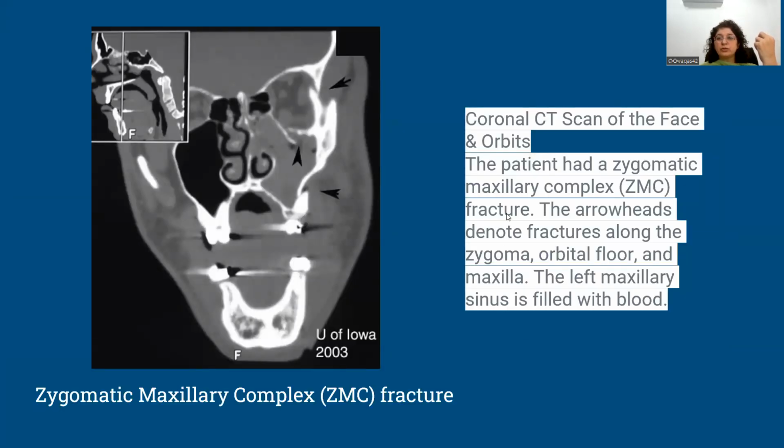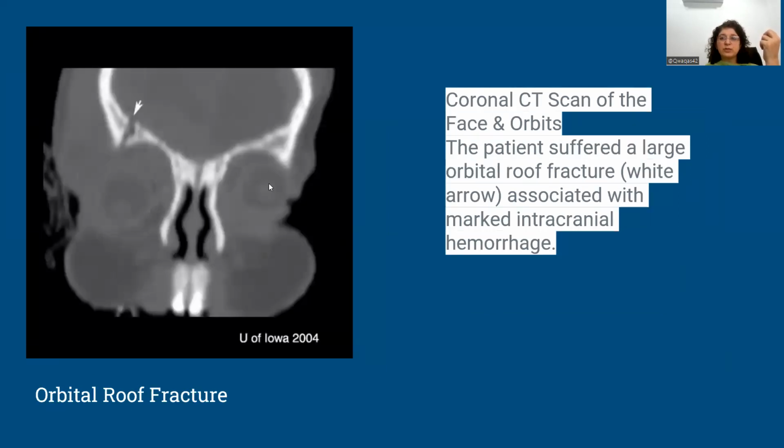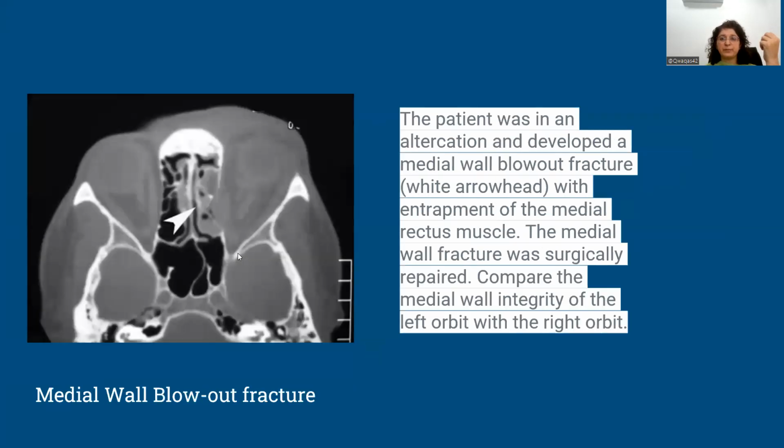Over here, you see a coronal CT scan of the face and the orbits, and this patient actually had a zygomaticomaxillary complex fracture. These arrowheads show you the multiple fractures sustained by the patient and the fact that the maxillary sinus is filled with blood. This is a coronal CT of a patient who had, this is not very commonly seen, an orbital roof fracture. And there was very marked intracranial hemorrhage, as well as some intraorbital hemorrhage over here.